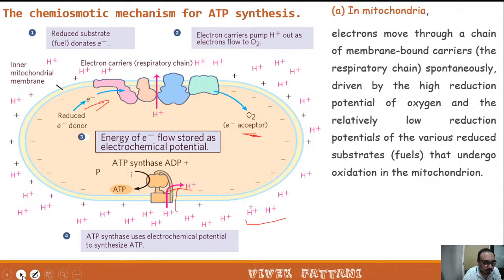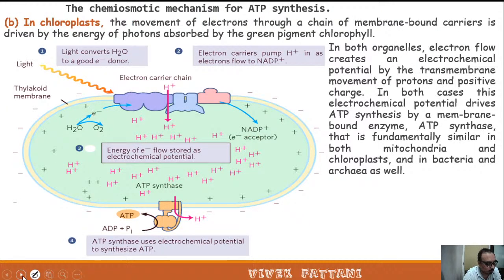Now I am going to discuss chloroplasts. The electron transport mechanism will be similar to the earlier one, but there will be a slight difference here, as light is a part of the system. So starting with the process, light converts water to a good electron donor.